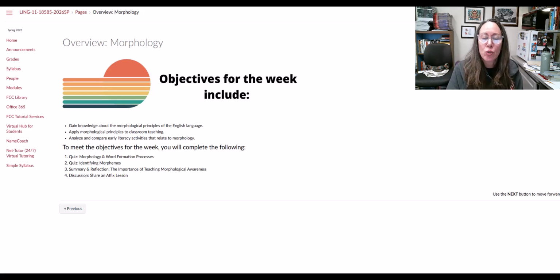If you remember back to the beginning of the semester, morphology is about words and then pieces of meaning within words. So breaking down words. We're talking about prefixes, suffixes, roots of words, and then also word formation. So how new words come into the language, and there are some different processes for that.